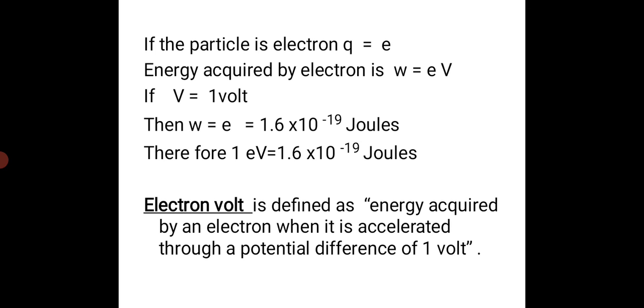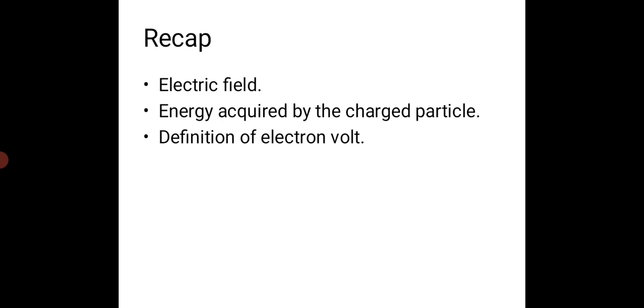So, from this session, the electron volt can be defined as the energy acquired by an electron when it is accelerated through a potential difference of 1 volt. So from this session, you understood what is electric field, energy acquired by the charged particle, and the definition of 1 electron volt.